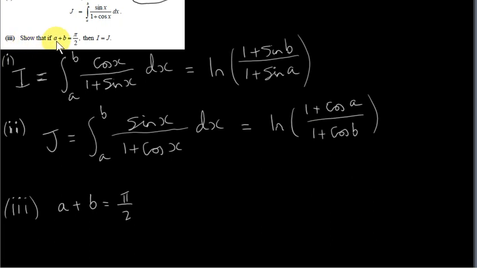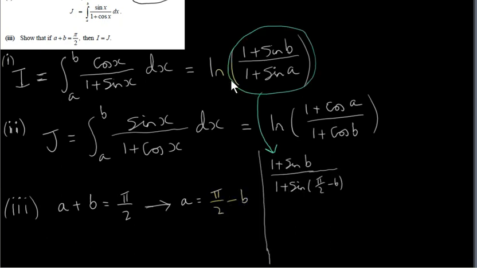In part 3, we want to show that if a plus b equals pi over 2, then I equals j. Well, this is really just a trigonometry question. If a plus b equals pi over 2, then we can write a in terms of b or b in terms of a. I will write a in terms of b. We can write a as pi over 2 minus b. If we look at the argument of this ln function, we can replace a with pi over 2 minus b. So we get 1 plus sine b over 1 plus sine of pi over 2 minus b.